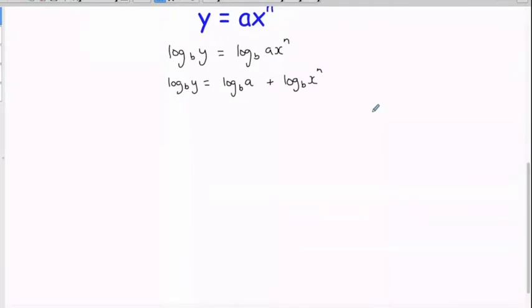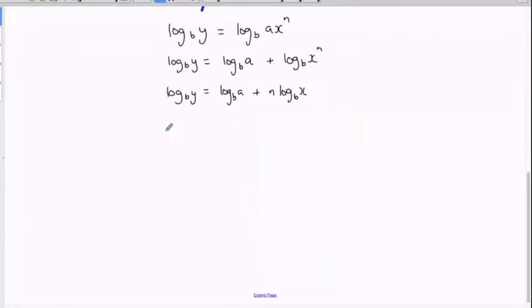And I can do one more thing as well. I can bring this n down to the front here. So I can rewrite this first new line here as log to the base b of y is equal to log to the base b of a plus n times log to the base b of x. Now, again, you might be thinking, well, what's the point? That doesn't look very helpful either. But I'm going to just rearrange it a little bit and rewrite it like this.